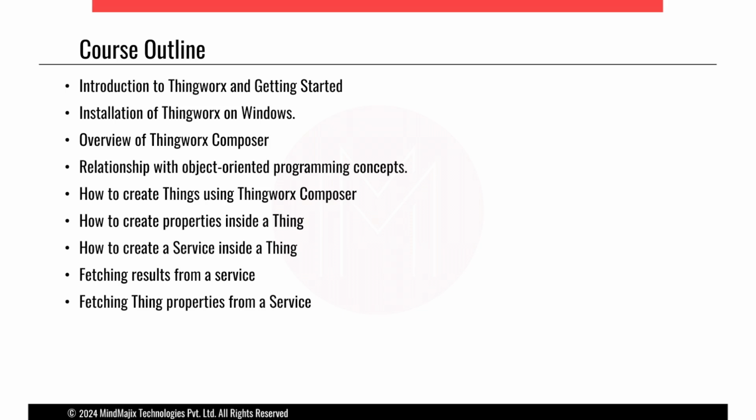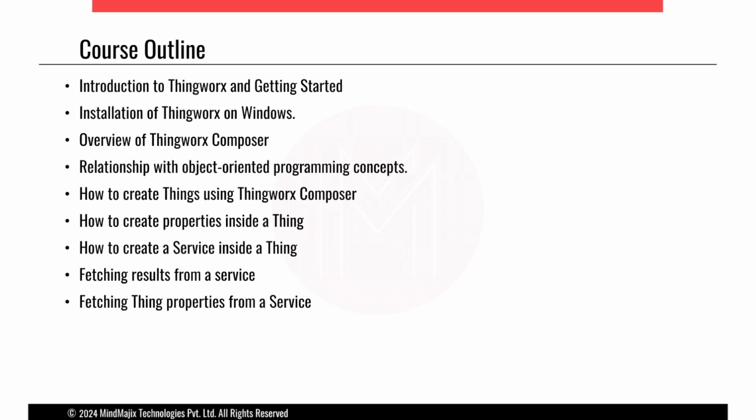Next is the relationship with object-oriented programming concepts. ThingWorx is totally an object-oriented programming platform. We have similar concepts to those in normal programming languages like Java or C Sharp and others. It is similar in concept, and in certain ways it is very related to object-oriented programming.